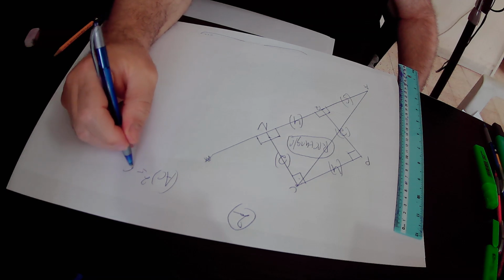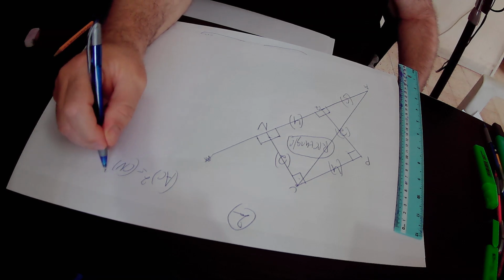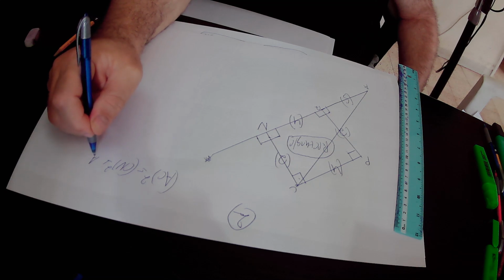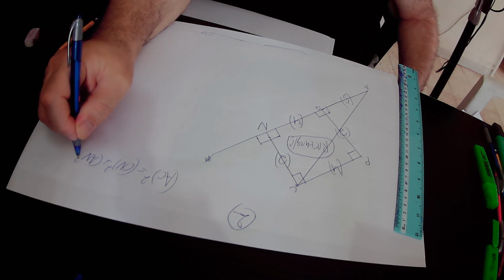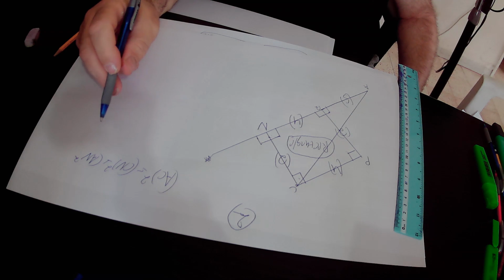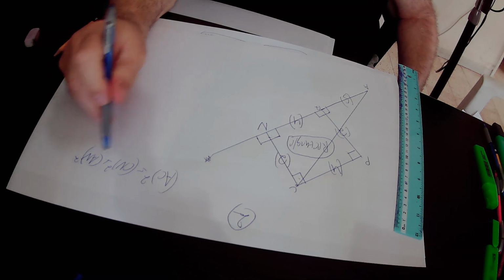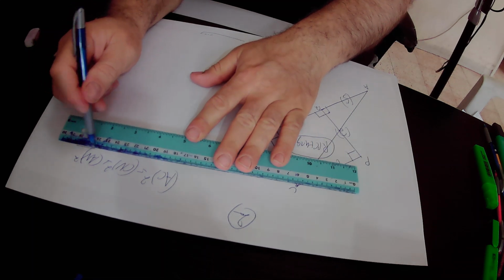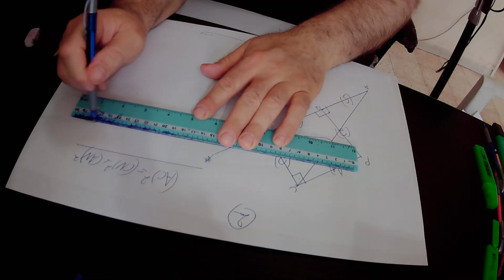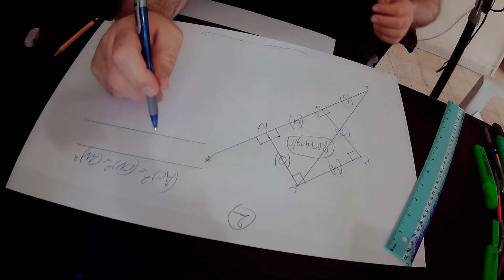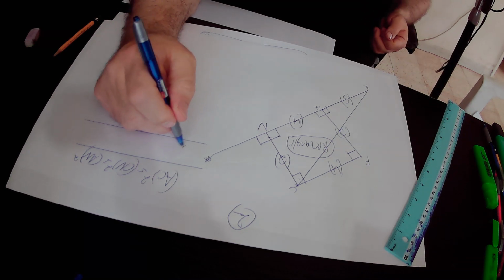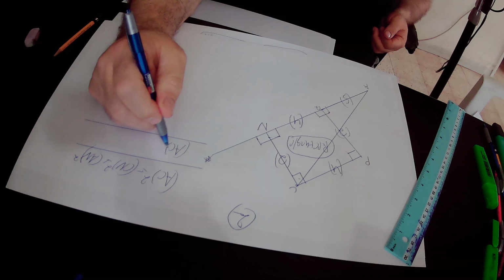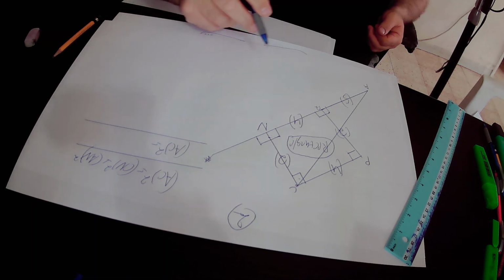equals CN square plus AN square. Now I take ACN. So AC square, that is the square of the hypotenuse, equals CN square.